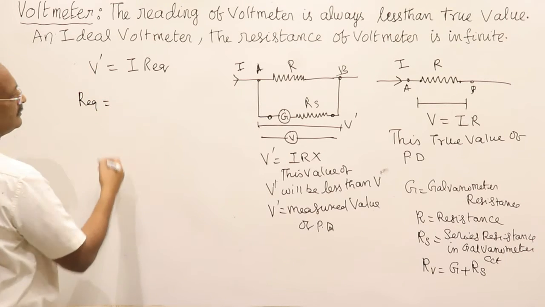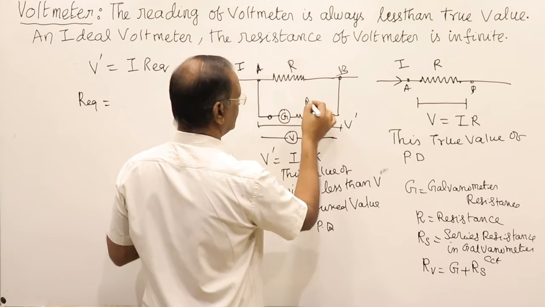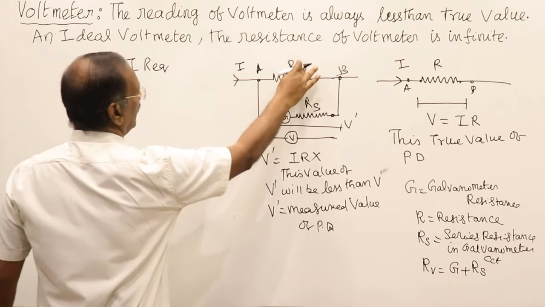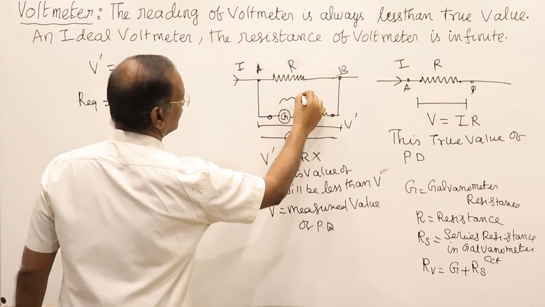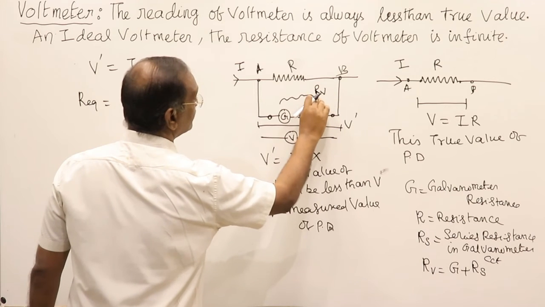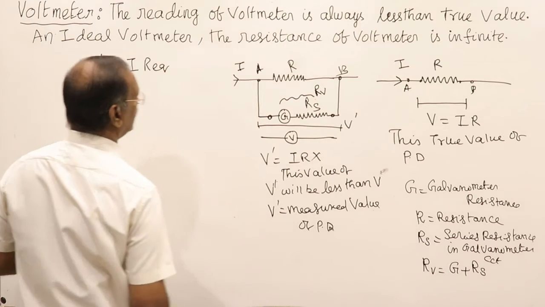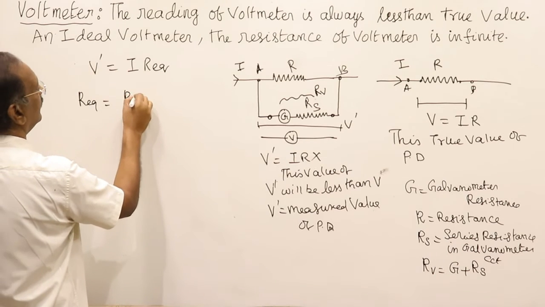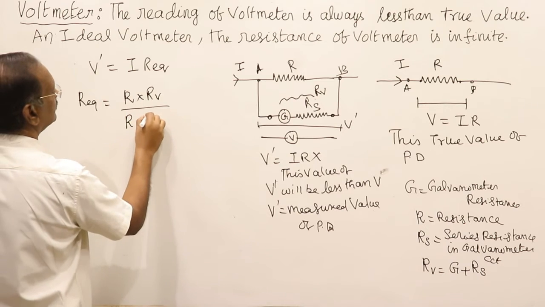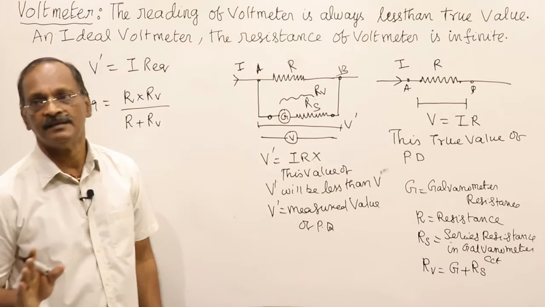R equivalent is equal to this total thing, we call it RV. RV is equal to G plus RS. R in the circuit, and this entire thing becomes the resistance of the galvanometer, the resistance of the voltmeter, RV. So these two are in parallel. So R equivalent is equal to R into RV divided by R plus RV, because this and this are in parallel.